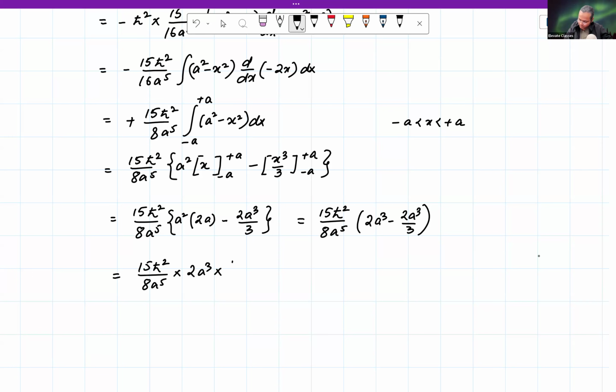3 minus 2 into 1 by 3. Okay, so here 3 becomes this 5, 2 becomes this 4, a cube becomes this square, and the answer is 5h cross square upon 4a square. Is this correct? 5h cross square upon 4a square. Or maybe I'm making a mistake somewhere. 2 minus 2 by 3.